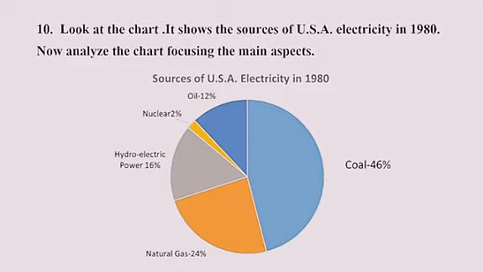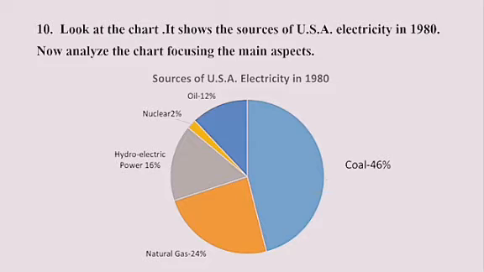How does the graph or chart description question come in our exam? And we will also talk about how we are going to write that graph or chart in our exam paper or in language. So let us see the question first. Check out, my dear students. This is how a question on a graph or chart looks. The question says, look at the chart. It shows the sources of USA electricity in 1980.